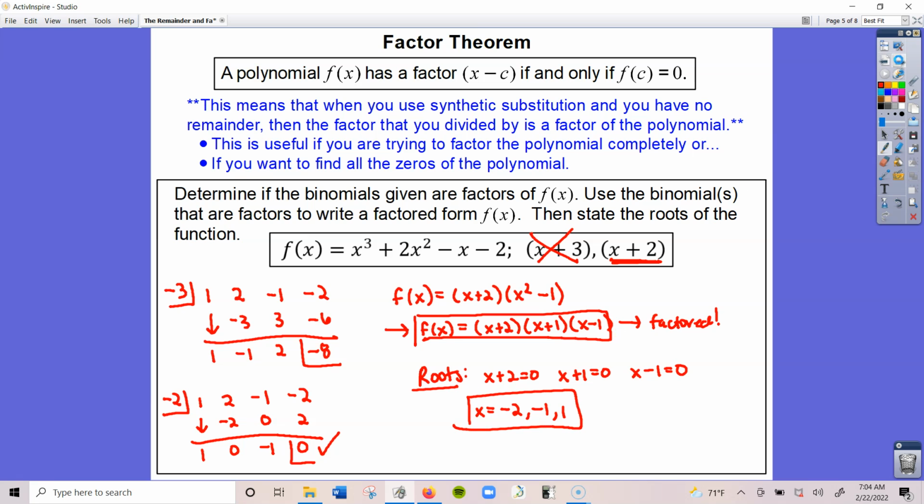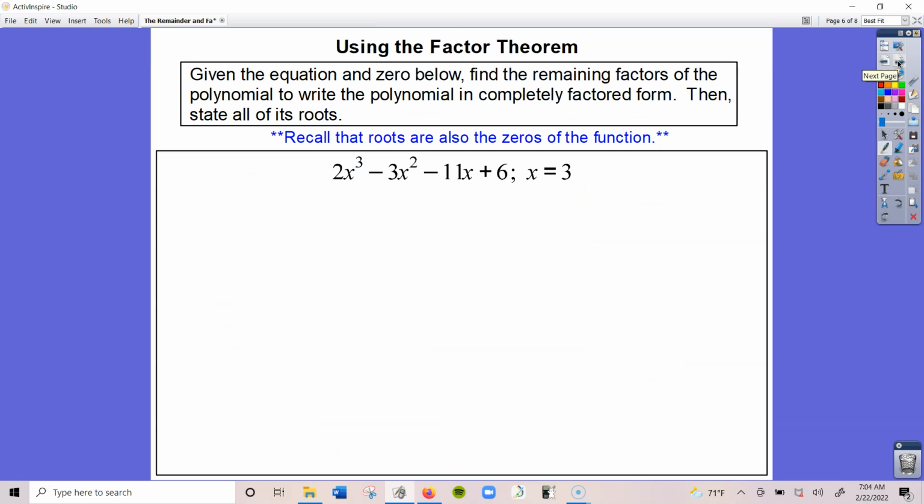Let's try another one. Given the equation and 0 below, find the remaining factors of the polynomial to write the polynomial in completely factored form. Then state all of its roots. So here, instead of giving you a factor, you are given the actual 0. This is already once the factor is equal to 0. So this number you're going to write in the box.